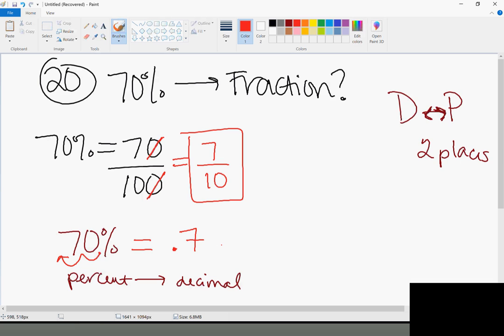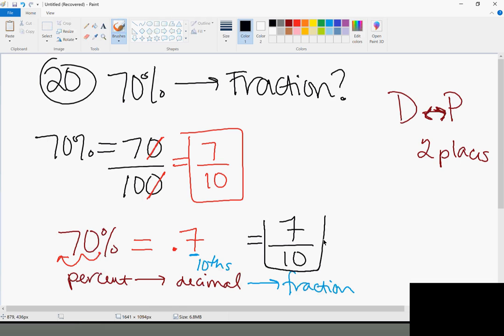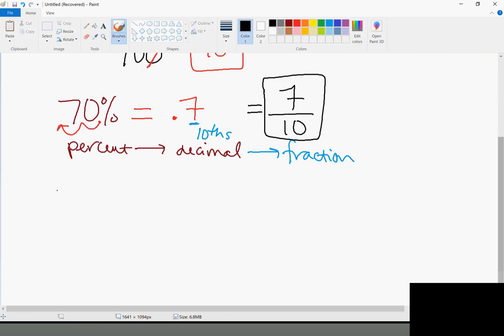And now, 0.7 as a fraction. Well, what place is the 7 in? That's in the 10th place. So 0.7 is the same thing as 7 over 10. So you can get to this answer 2 different ways. I just wanted to show you both. But we're going to do more with percent now. So 21 kind of is going in the other direction.